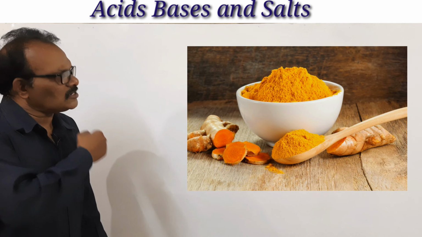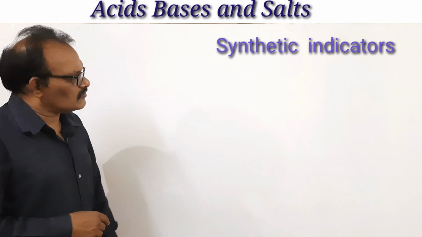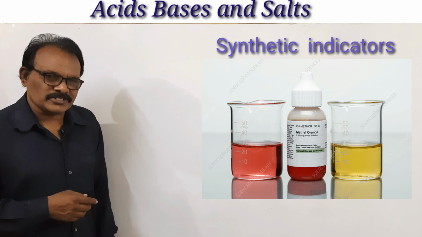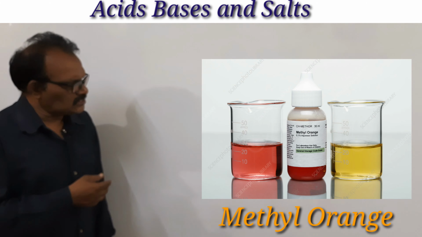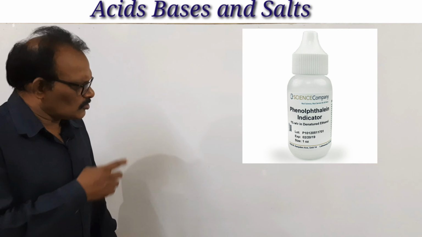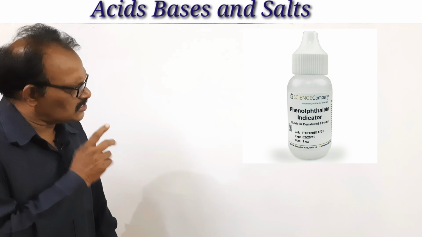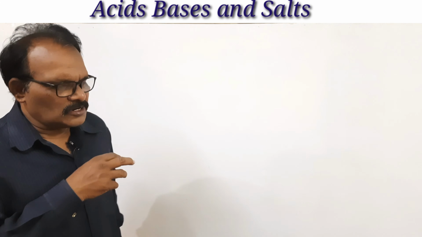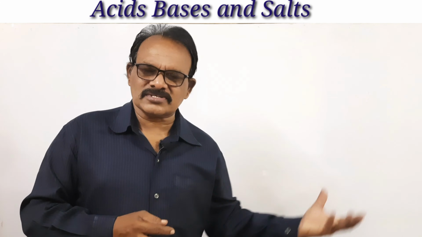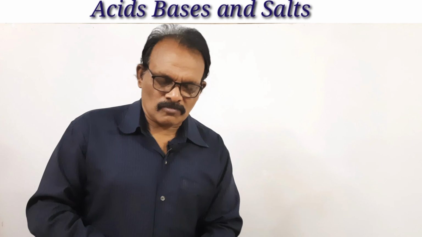Now the synthetic indicators, we have two things: methyl orange, which is chemically prepared in the lab, and phenolphthalein. These are also indicators by which we can test whether the substance is acid or base.